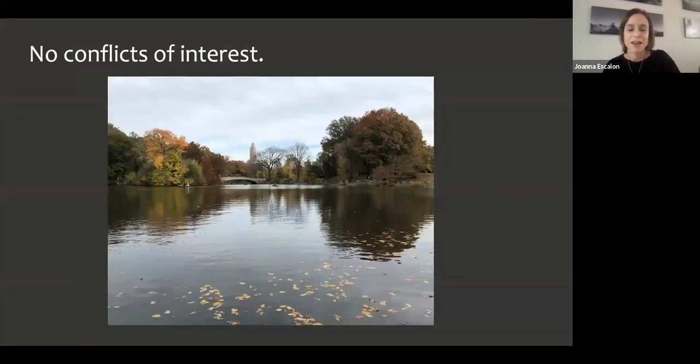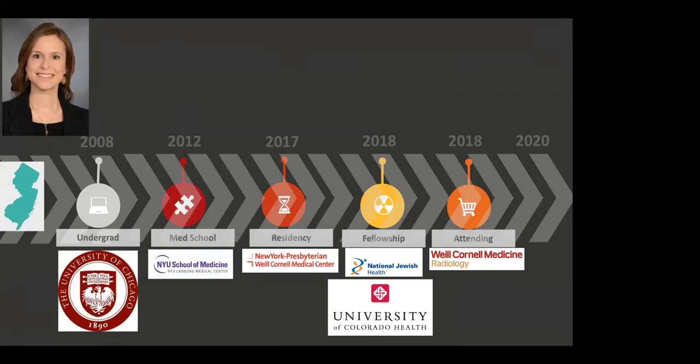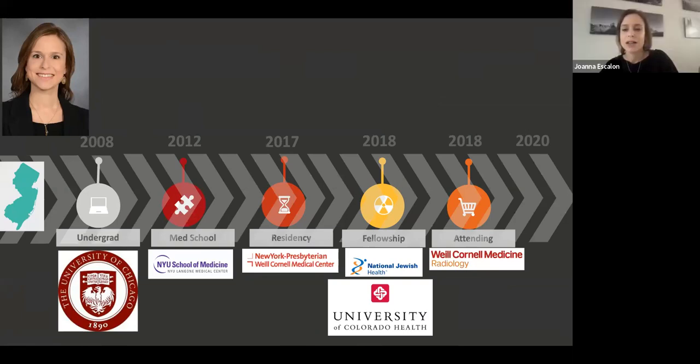As Islam said, I'll be speaking today about cystic lung disease. I have no conflicts of interest. A little bit about myself, just so you know who's speaking to you. I grew up in New Jersey. I did my undergraduate at the University of Chicago, medical school at NYU, followed by radiology residency at Cornell. I did a fellowship in cardiothoracic imaging in Colorado at National Jewish Health and the University of Colorado, and then came back to New York and started as attending in 2018 at Cornell.